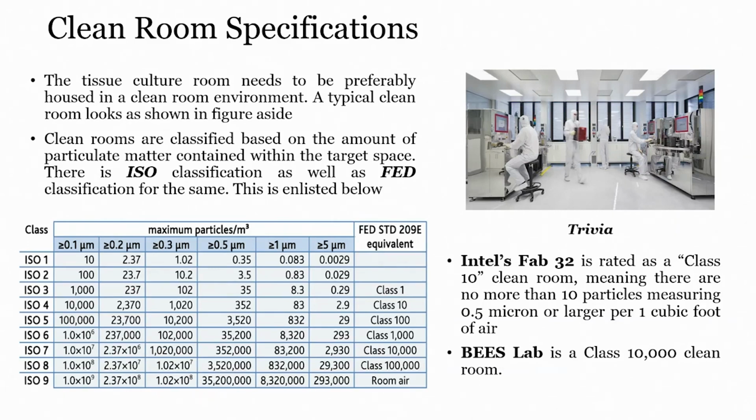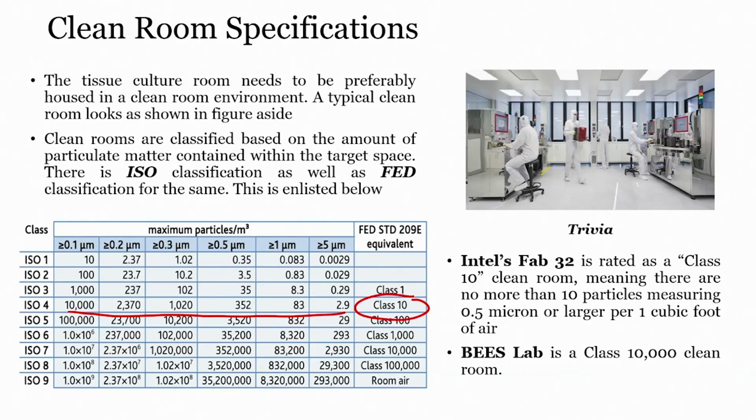But when we talk about a fab lab, that is an Intel fab, Intel Fab 32, that is rated as a class 10 clean room, and here is the class 10 clean room, right. So, it would have this particular specification. Then comes class 100, then class 1000, then class 10,000, then class 100,000, and then our laboratory, which is cleaner, and that is our room air, right.